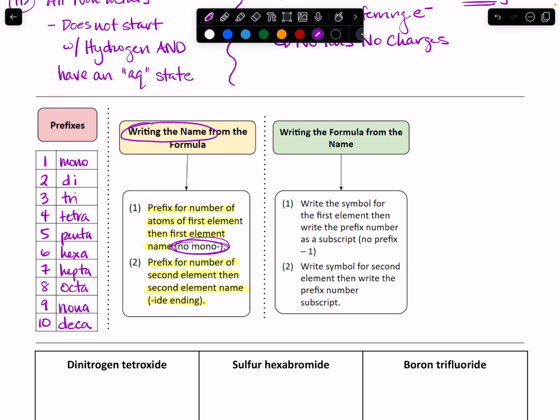Now, what about if we're going the other way, writing the formula from the name? What we're going to do first is look at the first word in the name, write the symbol for that element, and then take the prefix in front of that name and use that as the subscript. Well, you won't have it for the first one. If there's no prefix at all, then we can assume there's one of those. We never write ones as subscripts, we just leave it blank. Then we look at the second word and write the symbol for the second element, and then we take the prefix number to write for the subscript.